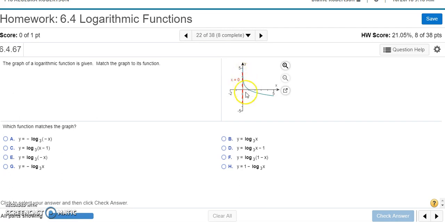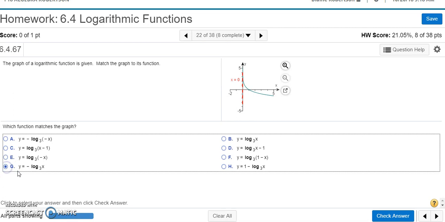However, we see that it does have a reflection. Looks like it's reflected across the x-axis. It's flipped over and now it's going up. So because it's reflected across the x-axis, the entire function should have been made negative. So we're looking for no horizontal, no vertical transformations, but the function should be negative, and it looks like it is going to be answer choice G.